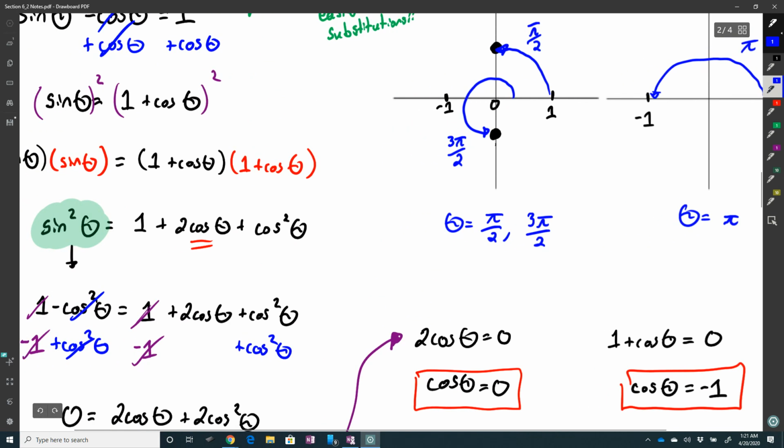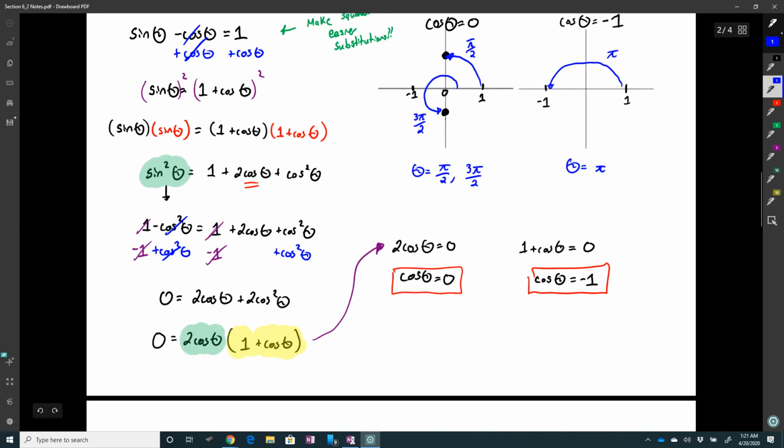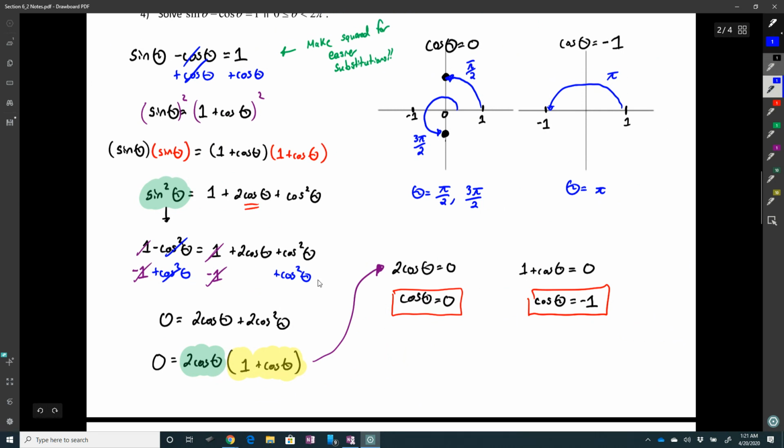But because I added a sine of x and a 1 plus cosine x to the problem, meaning that they weren't there before, but in order to solve, I added them to the problem, I have to check my solutions to make sure everything's okay. And so what you do is you plug into the original equation.